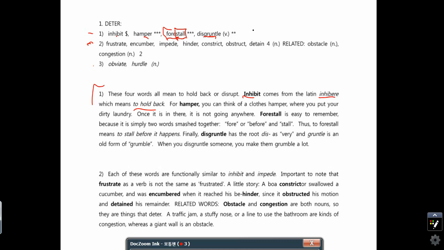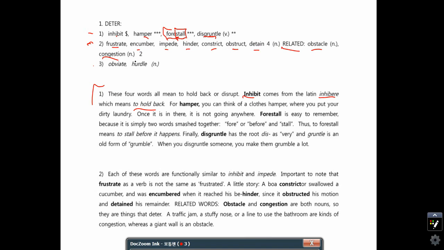In the level 2 words we have frustrate, encumber, impede, hinder, constrict, obstruct, detain, and then related is obstacle. And it's related because obstacle does not mean to deter, but it actually just is something that does deter you, as does congestion. And frustrate is often an emotion, like frustrated, and you are frustrated because something has frustrated your actions. You usually feel that way because something has stopped you from doing what you want to do.